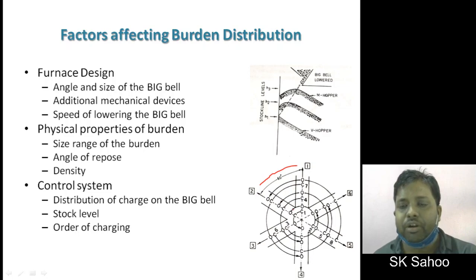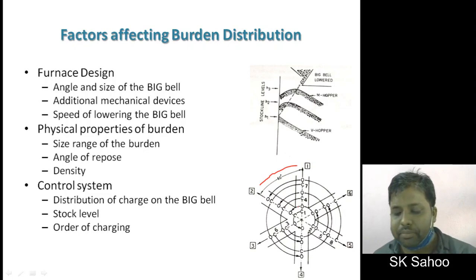Why should we go for alternate layers actually? Because coke is the only material which is solid till the tuyere zone. After combustion, it will convert to ash, but before that it is solid. But the iron ore bearing materials are softened and liquefied. So the main constituent responsible for bed permeability is coke. So there should be coke slits which will allow the blast furnace gas to pass through it. So we have to go for alternate layers of ore and coke in the blast furnace.